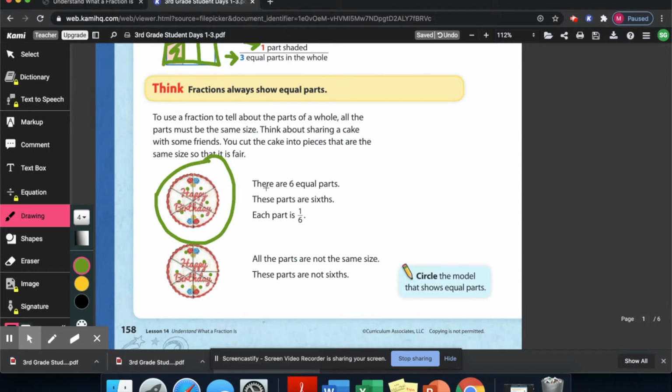Now, over here, there's some words next to it, and we're going to go ahead and read them. There are 6 equal parts. Yes, we found that out by counting them and also seeing that they are equally cut. These parts are in 6. So each part is 1/6. So each one of these pieces is 1/6 of a cake. Now this one, they have some writing over here, so let's see what that's all about. All the parts are not the same size. Yes, we figured that out when we counted them. We were like, whoa, that's kind of off.